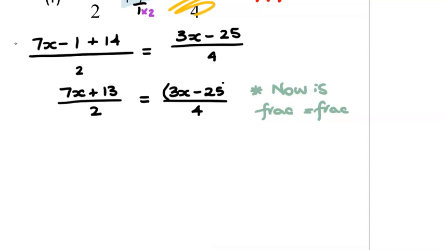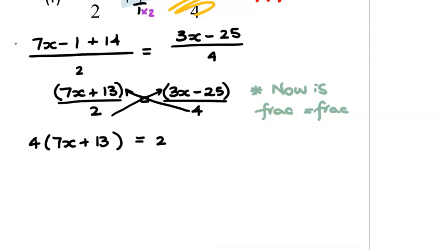We're going to put brackets around things that have more than one term. This will multiply up here, and this will multiply up here. That becomes 4, and then in brackets, 7x plus 13 equals 2, and then in brackets, 3x minus 25. Now we're going to go ahead and solve this. You might solve it in a slightly different way to me. For example, you might divide both sides by 2.